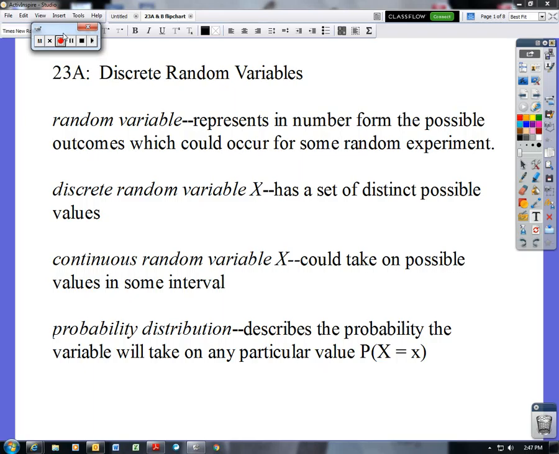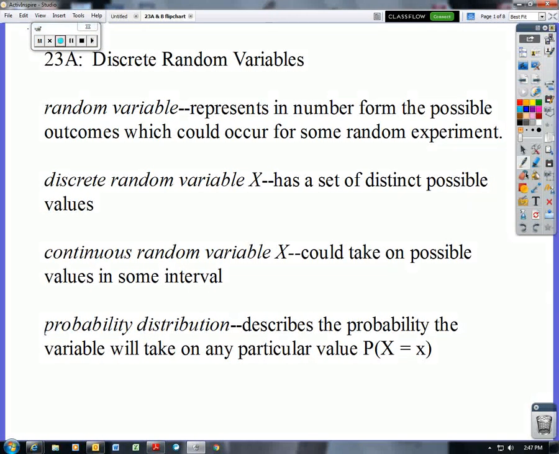A random variable represents, in number form, the possible outcomes which could occur for some random experiment. An example would be the number of geldings, well, geldings are male horses. How about the number of mares in a herd? A horse example there.